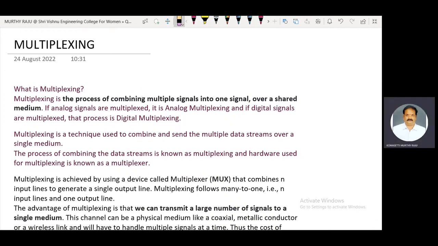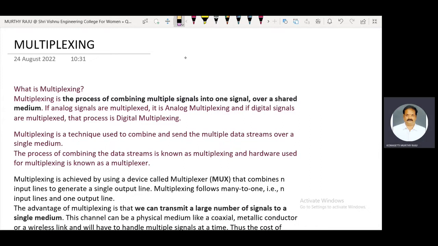The topic to be discussed in this video is multiplexing. Before that, I will explain the importance of the multiplexing technique.